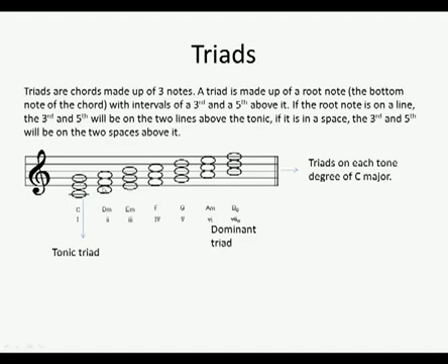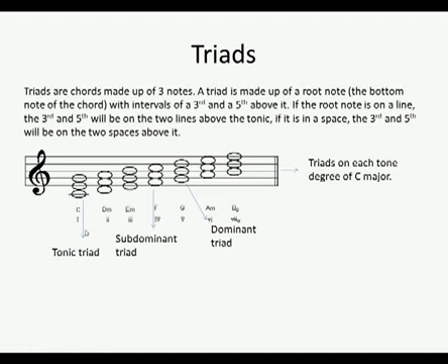And here, our root note is a D, and we've got our F and an A in the spaces above it. Okay, so this is in C major, and we've actually made up triads on each tone degree of C major. So really on each note of the scale, we've put a triad. And remember, we learned about tonics and subdominants and dominants.